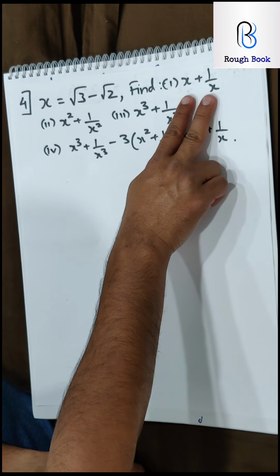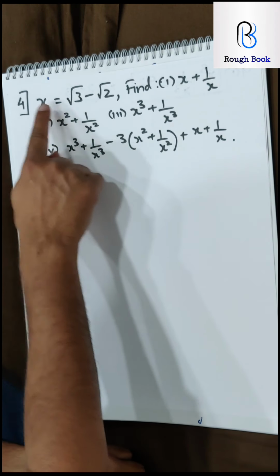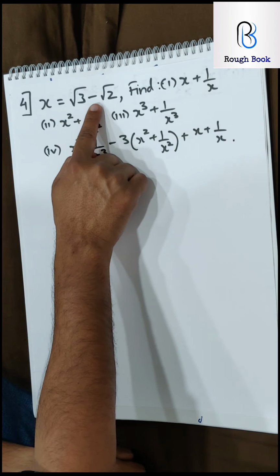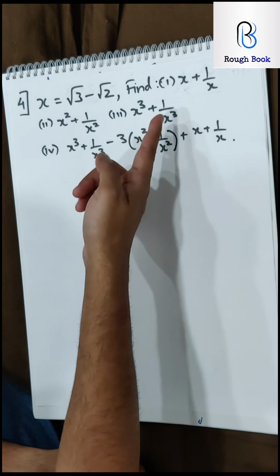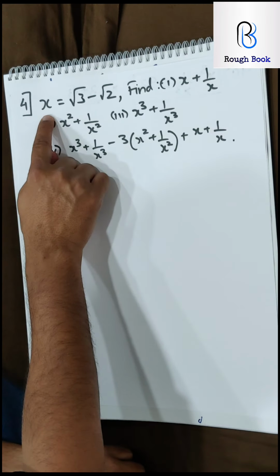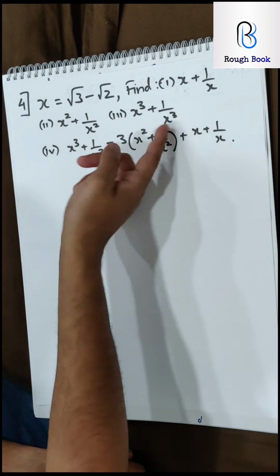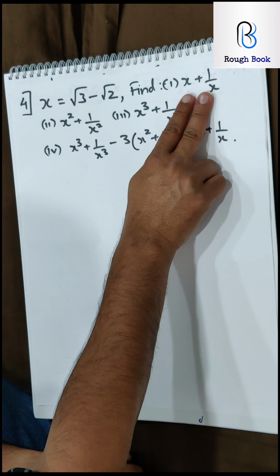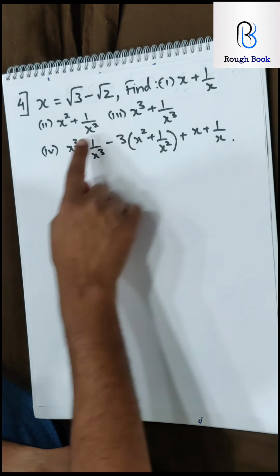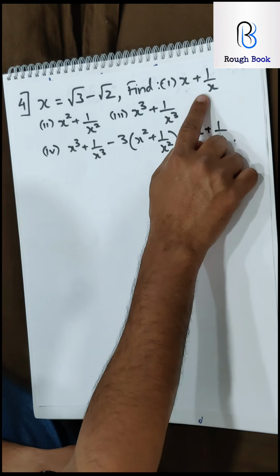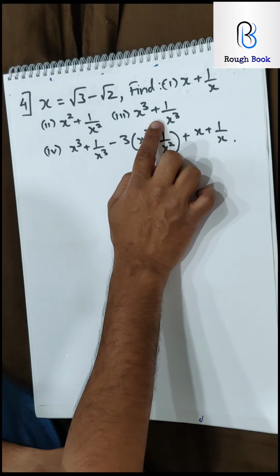So how will I get x plus 1 upon x? I will take this 1 upon x as 1 upon this. That doesn't become my answer as 1 upon x. I will rationalize it and then I will get 1 upon x. Once I get 1 upon x, I will add that with x and I will reach here. Once you reach here, square it and we'll reach here. Again go to this, cube it and we'll reach here.